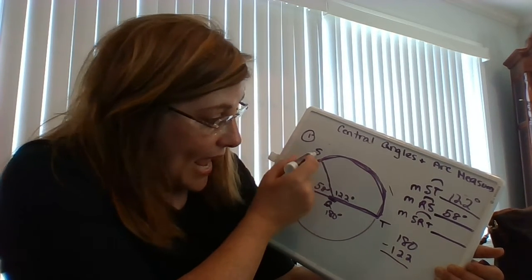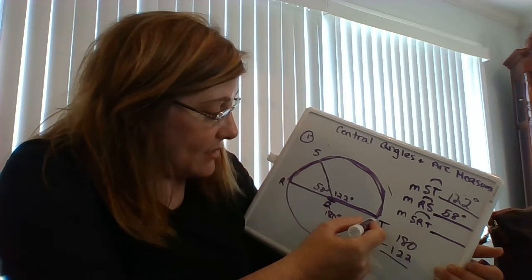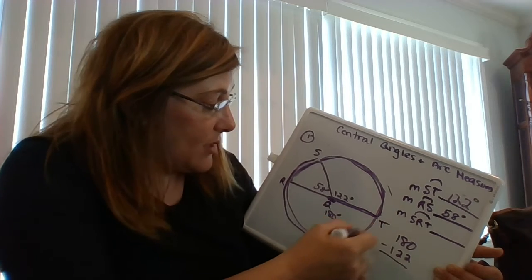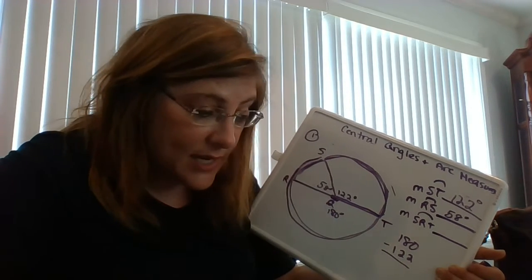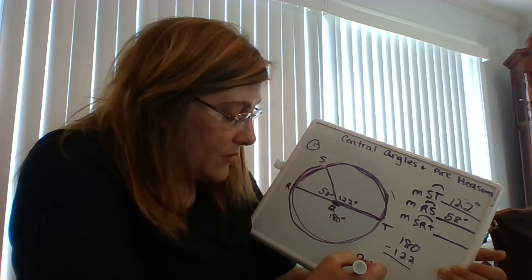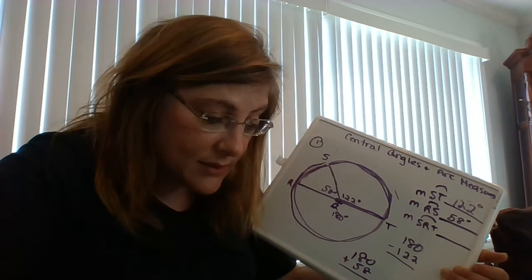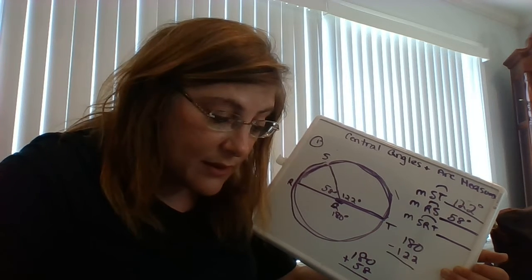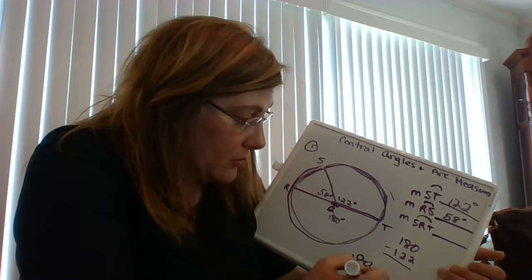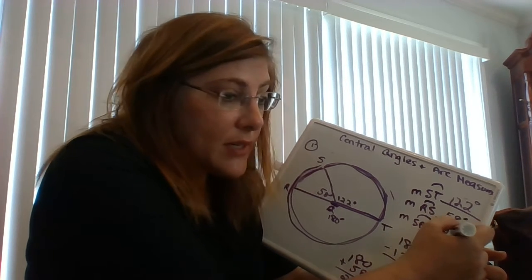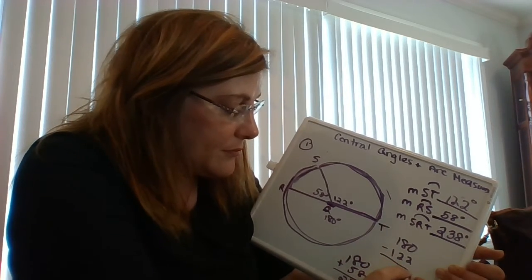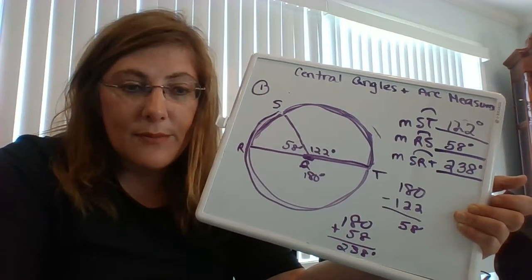Now, SRT. That's this piece. It's got to be equal to 180 plus 58. So, 180 plus 58. Let's see what that is. 180 plus 58, we have 238 degrees. That's going to be this right here, 238 degrees. Okay?